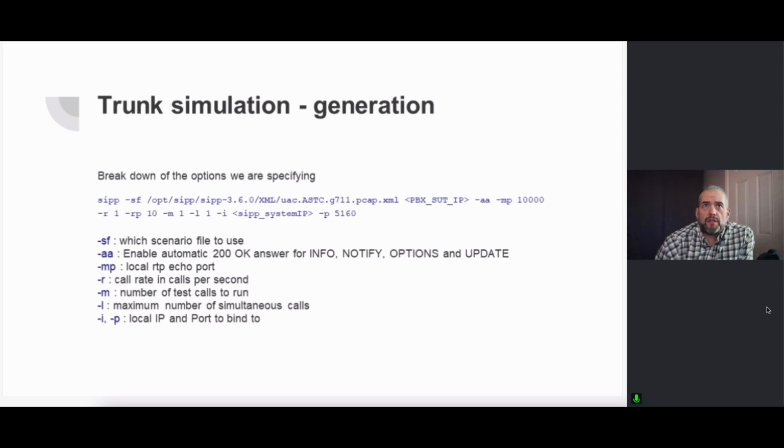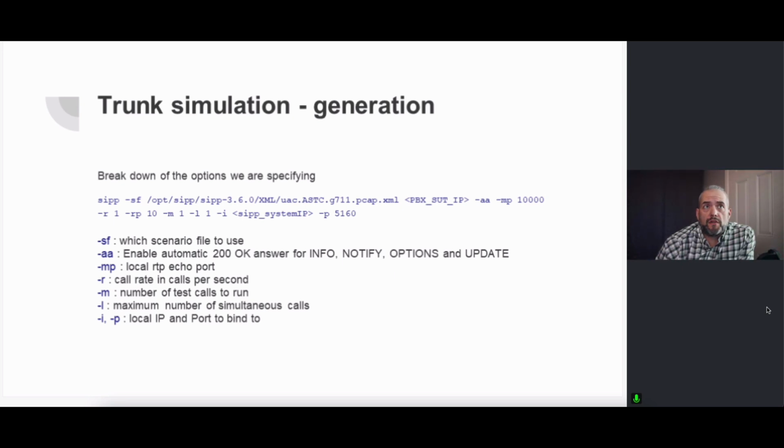And using our AA flag, that enables our automatic 200 OK for info, notify, options, and update. This is really important to use, because sipp is very strict in terms of the scenario that you spell out. So if you don't tell it to receive an info or notify at a particular time, it's going to break out of that scenario, and that call is going to be essentially broken. You can't necessarily control the way that these come in, so that's why we have this flag. It's a wonderful feature, it makes our lives a lot easier.